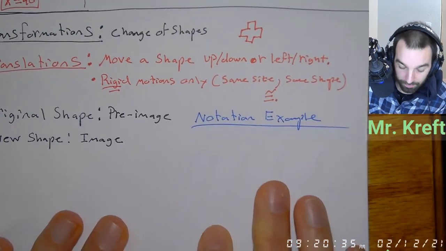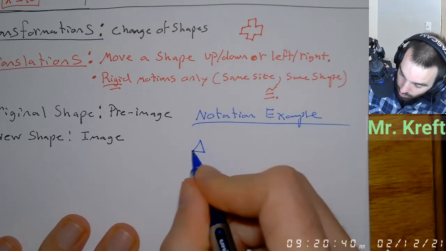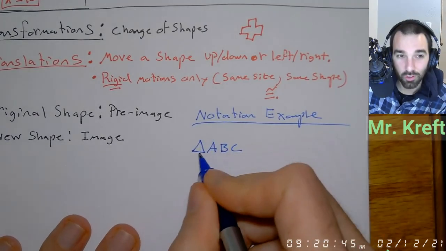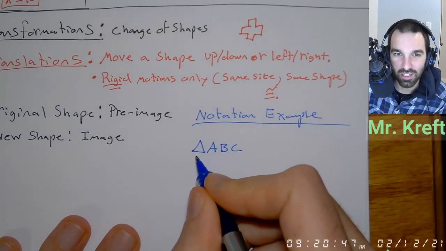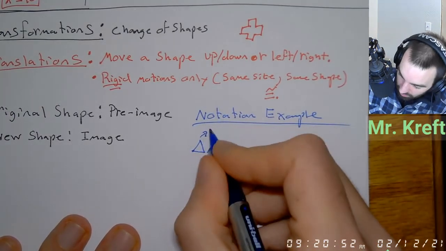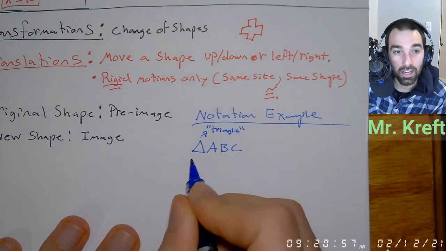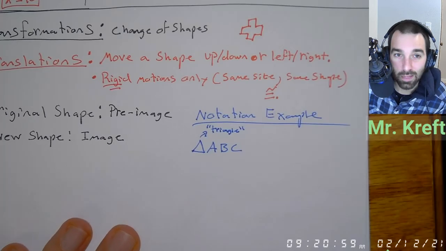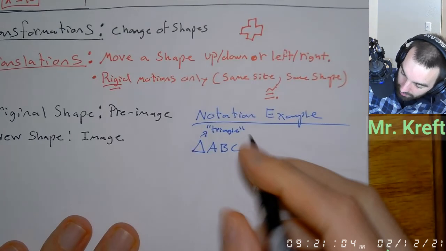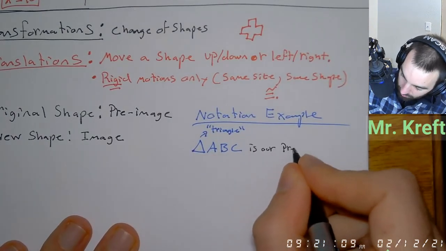Okay, so let's do a notation example. Let's say I have triangle ABC. Now this might be confusing for some people because the triangle in algebra, didn't that mean change in? It meant delta, right? So in geometry, this is just going to read triangle. So I have triangle ABC. It's just naming the triangle. And triangle ABC is our pre-image.